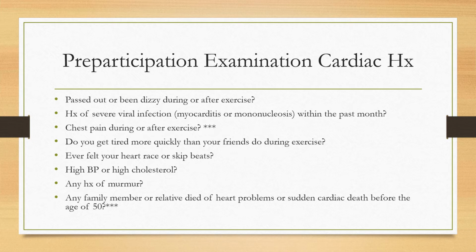And then any family member or relative died of heart problems or sudden cardiac death before the age of 50. And what I would also say is anybody die unexpectedly, because a lot of times people don't know the cause. So anybody die just out of the blue or in their sleep before the age of 50.